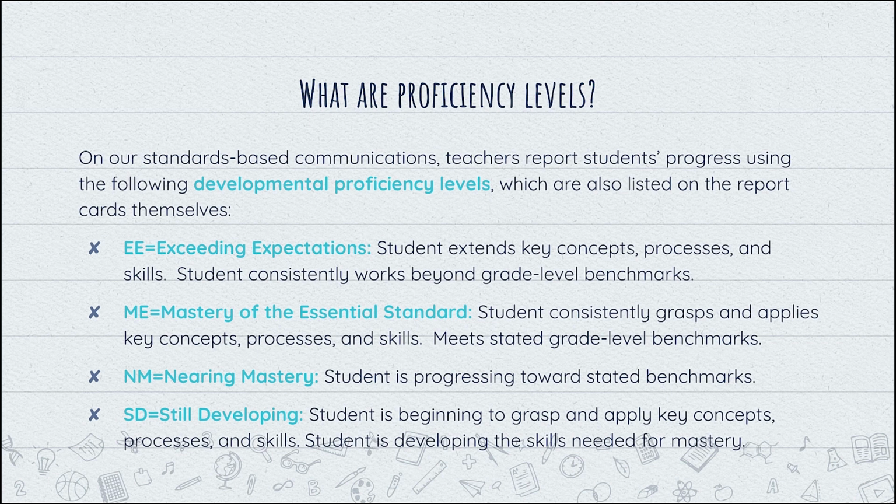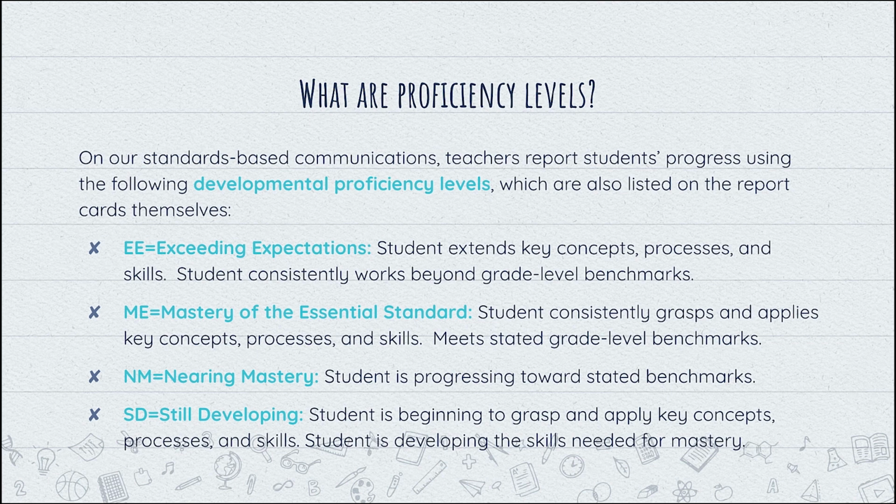I'm going to start with the ME, which is the mastery of the essential standard. That is our target. That's where we want students to be at the end of the year. Now I say end of the year because a normal progression of learning is going to be a student will be still developing, then they'll move to nearing mastery, and then they will get to mastery. So at the end of the first trimester, if a student's not mastery, that is okay because we may not have taught to the mastery level yet. So we're looking at end of year outcomes and letting students take a realistic path to mastery of those standards. But that's our target, mastery.